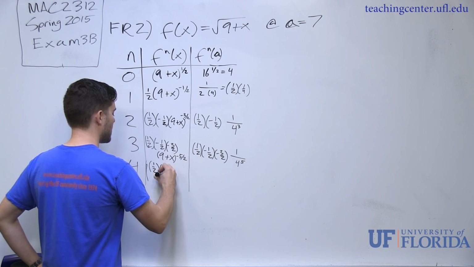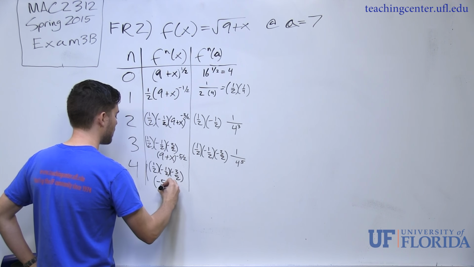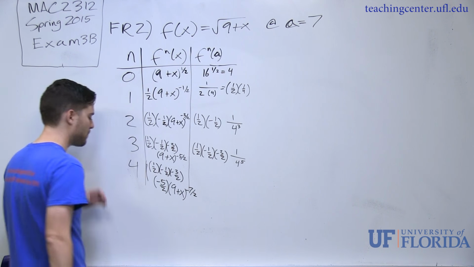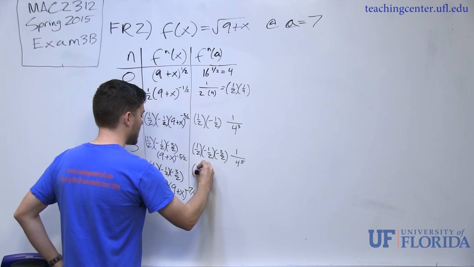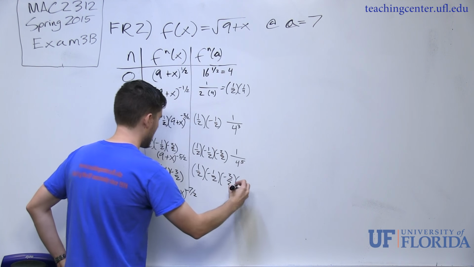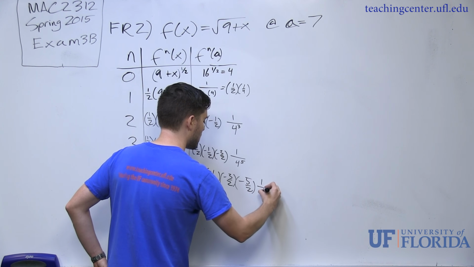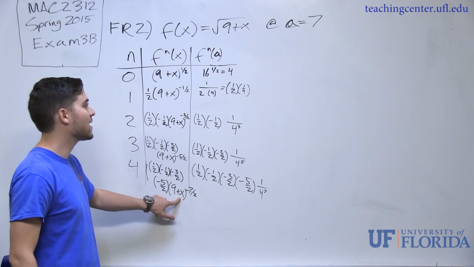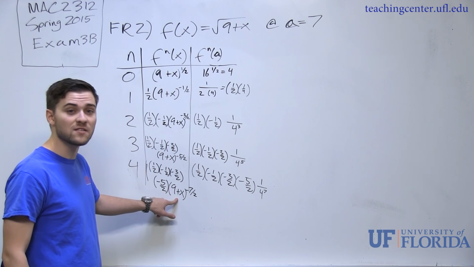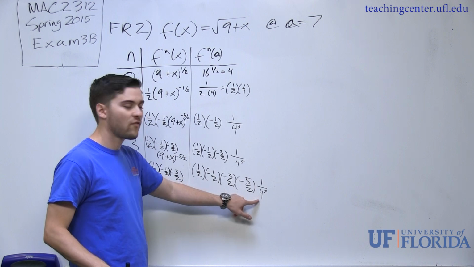So I have a 1/2, I have a negative 1/2, I have a negative 3 over 2, I have a negative 5 over 2, and the next derivative of this would be 9 plus x to the negative 7 over 2. So when I go ahead and I write that out, I end up with 1/2 times negative 1/2 times negative 3 over 2 times negative 5 over 2 times 1 over 4 to the 7th. And again, that comes from plugging in a equals 7. I get 16 to the negative 7 over 2, which is 1 over 16 to the 7 over 2. And if I break that down a little bit, I can turn that into 1 over 4 to the 7th.